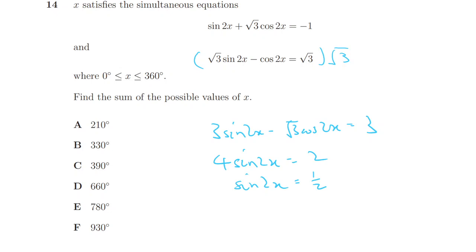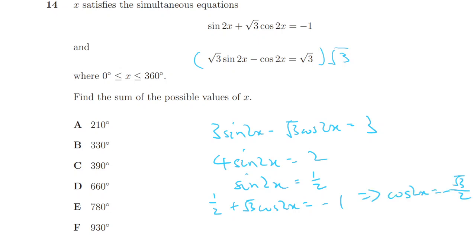So if sine 2x is a half, let's use the first equation, say. So a half plus root 3 cos 2x equals negative 1. Okay, so that means that cos 2x is what? Negative root 3 over 2. So cos 2x is negative root 3 over 2. Okay, I can't be asked to do the algebra. I think it's trivial. Good.